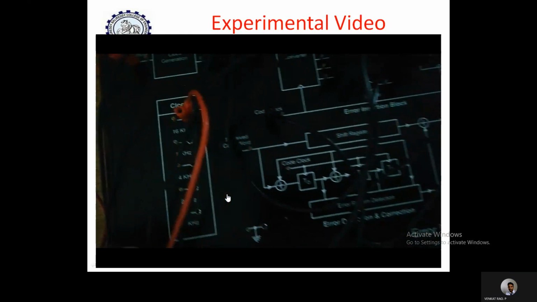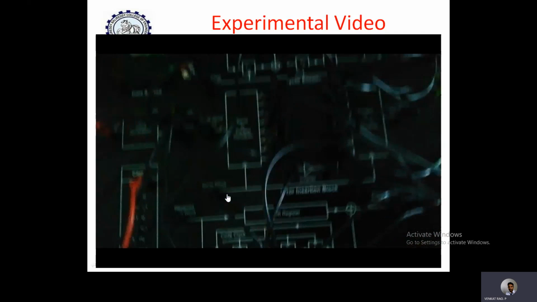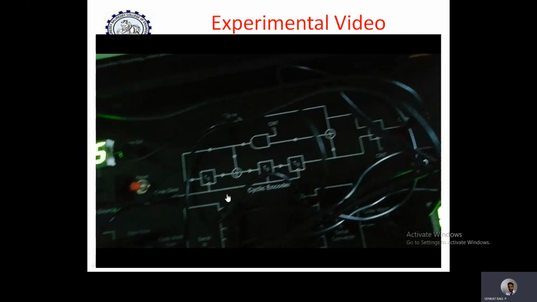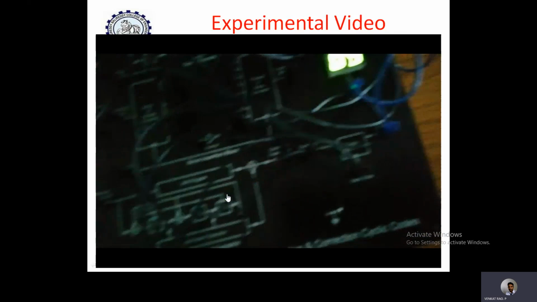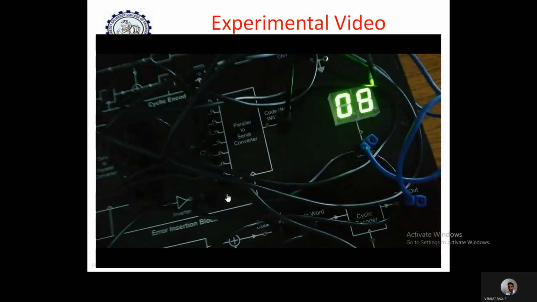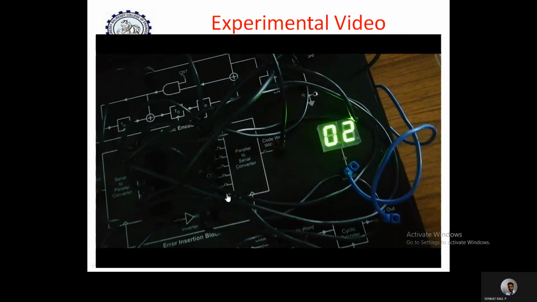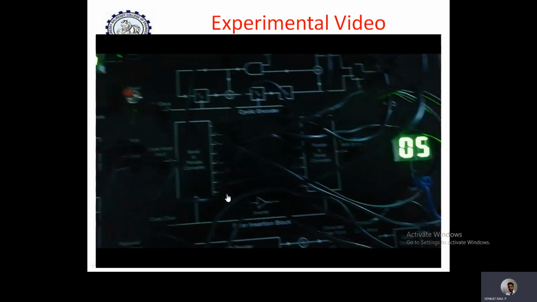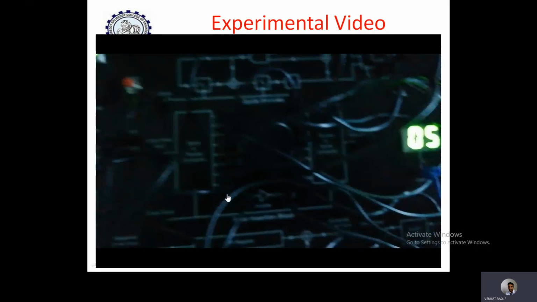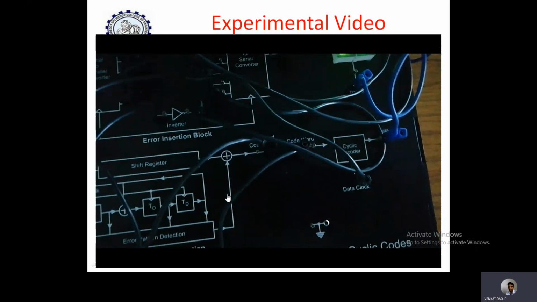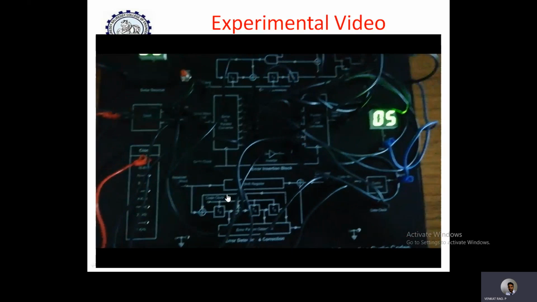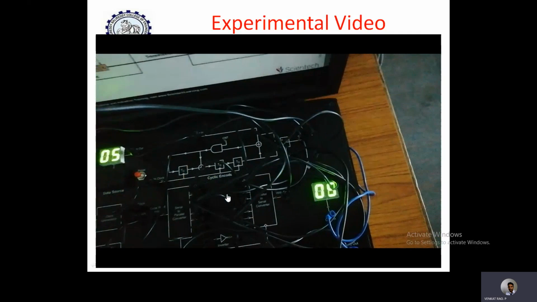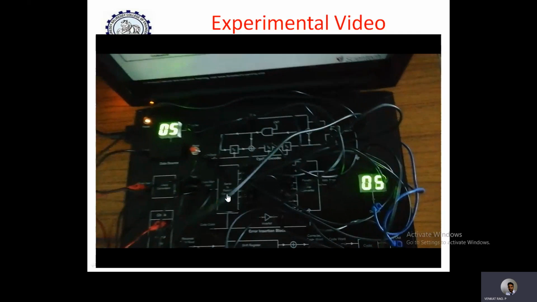Okay, just observe the connections. What are the connections? This is the code word we are getting, and after properly connecting this, the decoded output also should be number 5. Here also number 5, here also the same digit must come. Okay, even though we are giving an error, that error is automatically detected and corrected. Finally, the same data is coming.